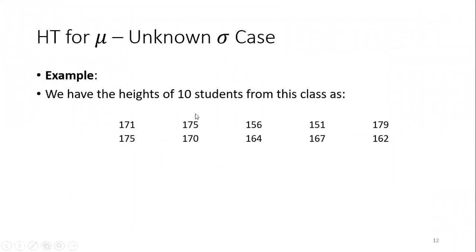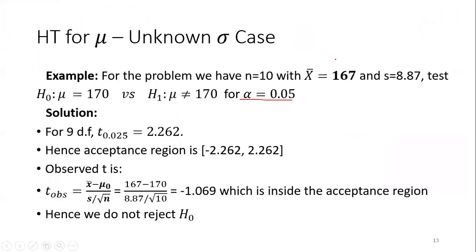So we have the heights of 10 students from this class. What you can do is find the X bar of this class and S squared, or S, of this class. It turns out that X bar is equal to 167, and the sample standard deviation S is equal to 8.87. I want to test whether the mean height of the students in this university is equal to 170 or not, at a significance level of 0.05.